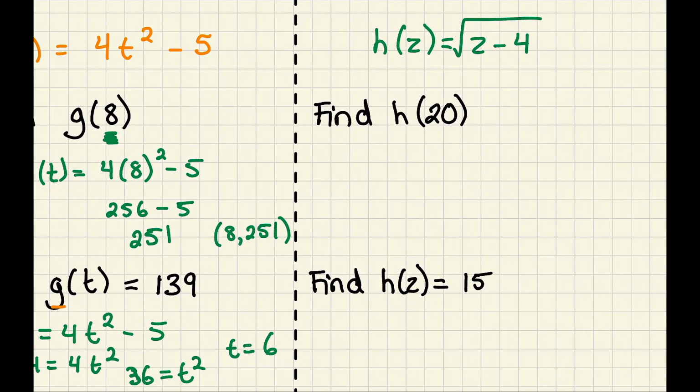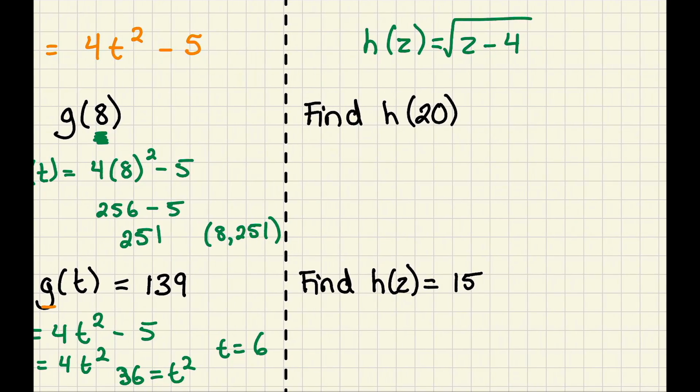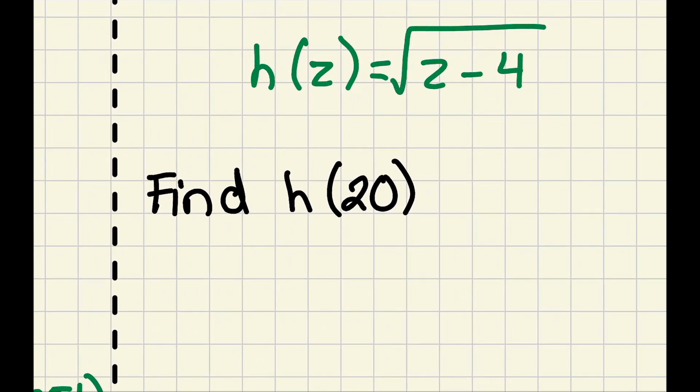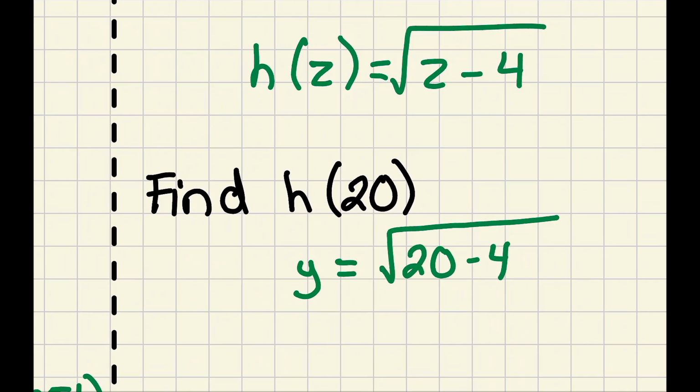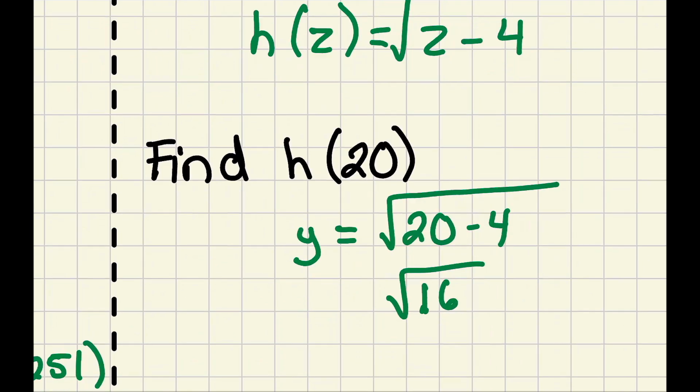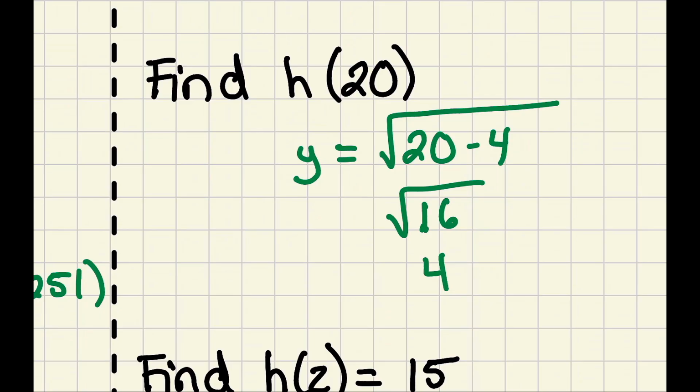On the other side of this page, I've used another different kind of function. In this case, it's called h, and we're using the letter z inside as its variable, and we are replacing z with 20. I'm just going to write here y, just to give you an example of how you can write this in different ways. y is equal to the square root of 20 minus 4. The square root of 16 is 4. So our coordinate for this one would be 20, 4.